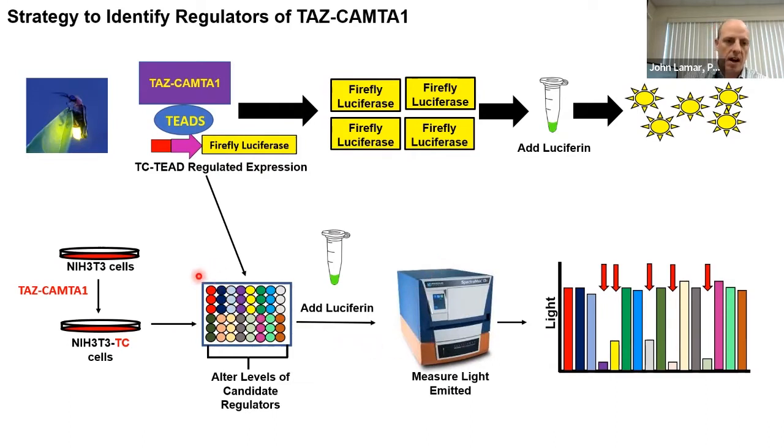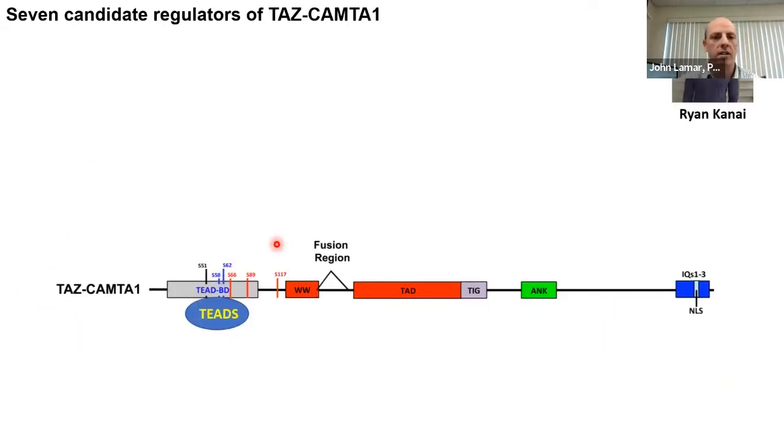Again, the cells that have high TAZ-CAMTA1 activity, which would be acting like tumorigenic cells, will emit a lot of light. Then any of the manipulations that we've done, if they reduce the amount of light emitted by the cells, tells us that those manipulations have repressed the TAZ-CAMTA1 fusion protein. That's what we're looking for. Ryan Kinases, the graduate student in my lab who's been working on this, did this experiment with a bunch of candidates that we wanted to test, and he identified 7 proteins that could repress the activity of this TAZ-CAMTA1 fusion protein in cells.